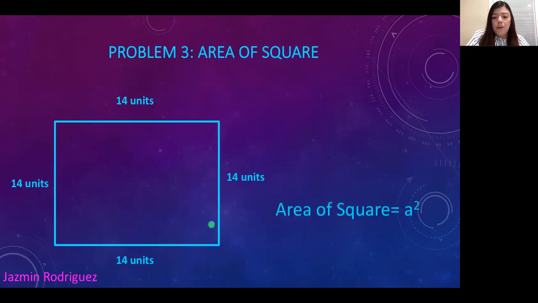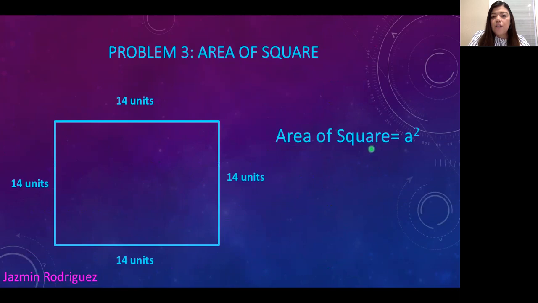So we know that part, and we know that the area of a square is going to be a squared. That's going to be our formula, and a represents the sides of our square. So we'll plug in our 14 into our formula, and we'll get that the area of our square is equal to 196 units squared.